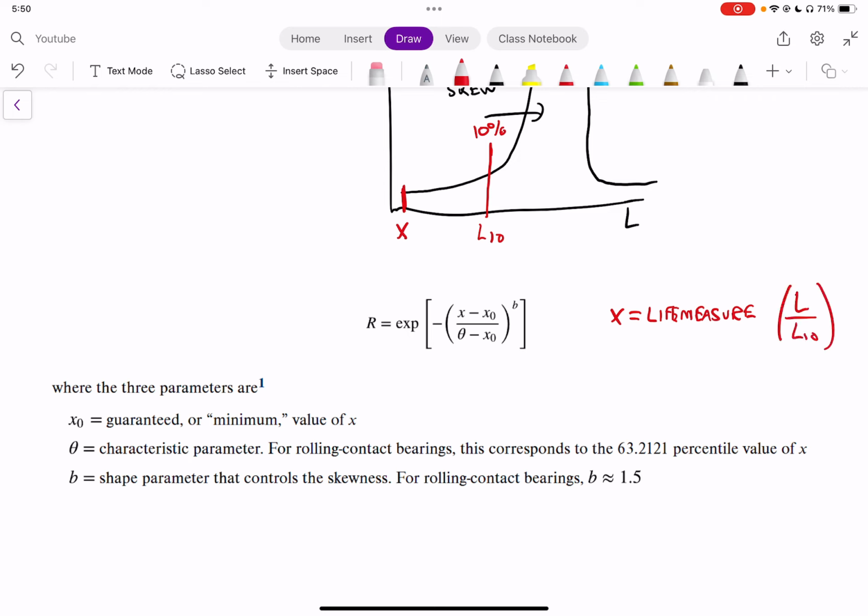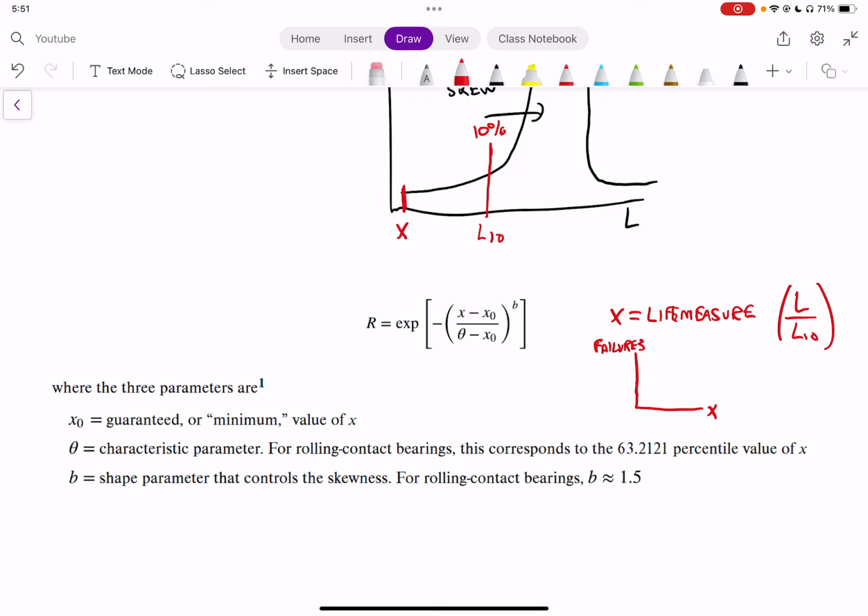So instead of drawing a graph of failures versus L, what we would do is a graph of failures versus x, where x is L over L10. And we know that L10 is usually 10 to the 6 revolutions. It's our usual rated life, which is usually 10 to the 6 revolutions. So it's just a way of redrawing the graph in terms of x. This equation is in terms of x, where x0 is essentially the guaranteed value of x. So it's the lowest value of x that you will always have. It's a guaranteed value.